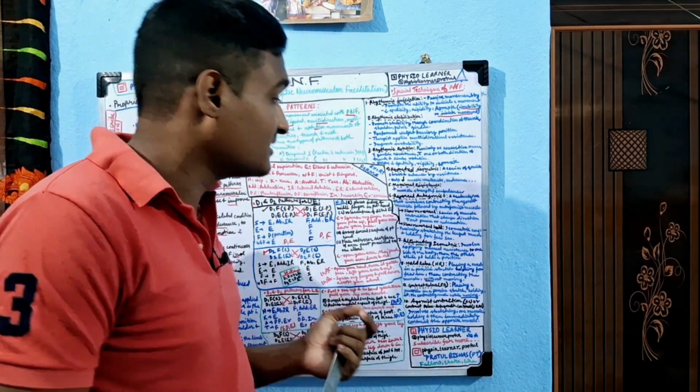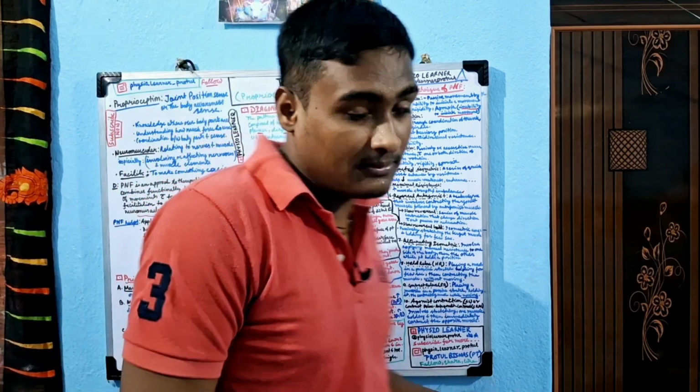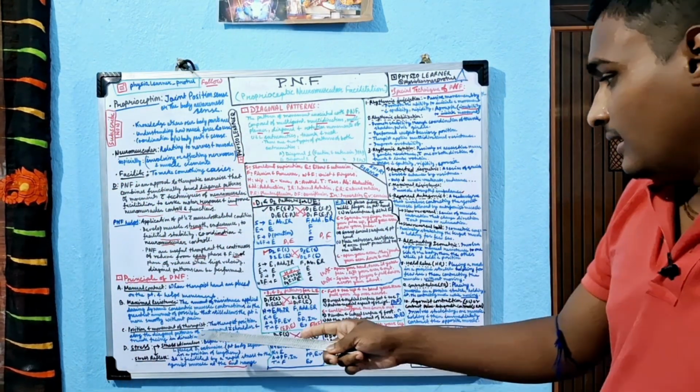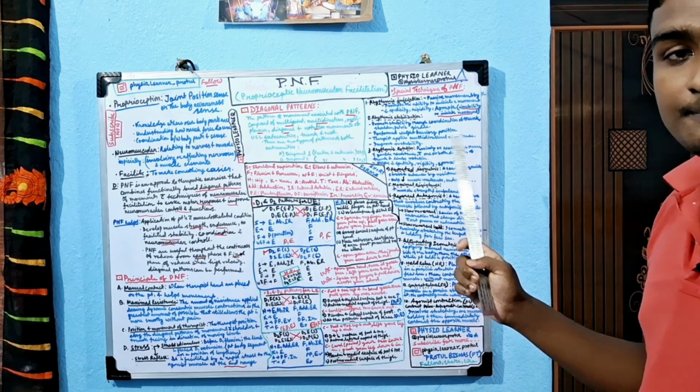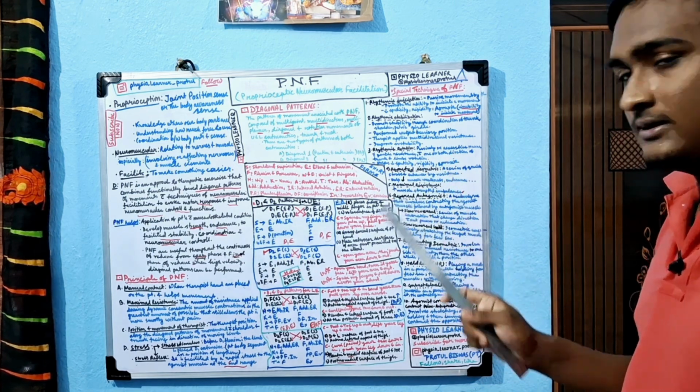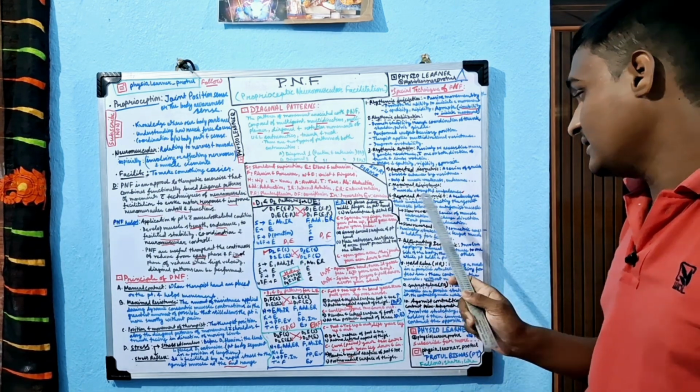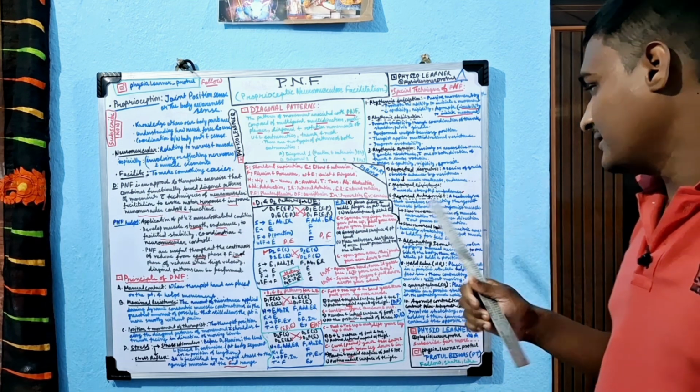Okay. What is maximum resistance? We already talked about maximal resistance. Here is the maximal resistance, where only the muscle works. What does it help? This is muscle strength, and it improves muscle imbalance.